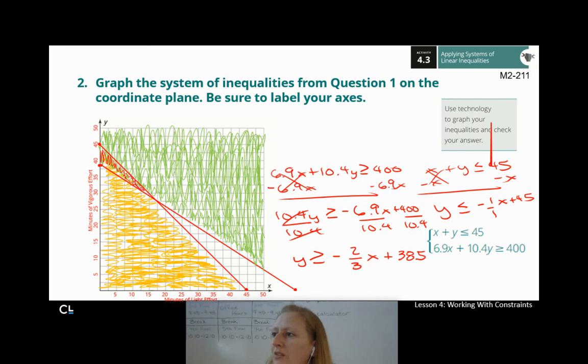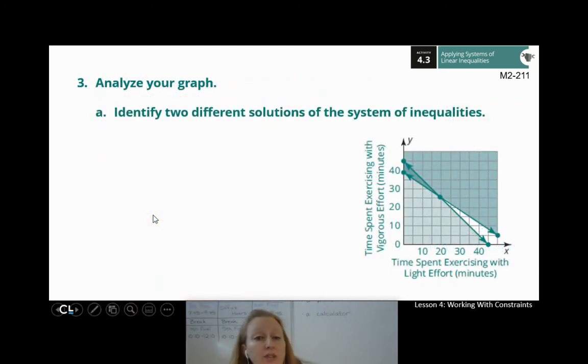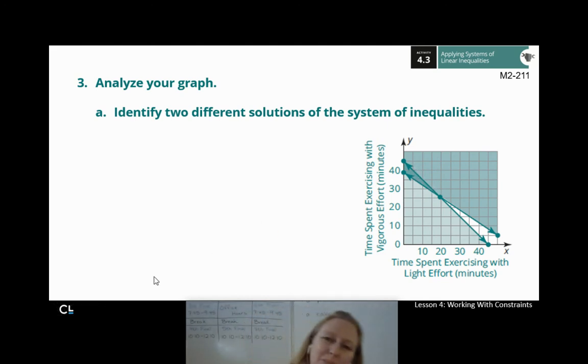Whoa. There's the overlap. There it is. All of our solutions are sitting right in the sliver in the middle. Awesome. So can you identify two different solutions of the system of inequalities? Just pick two solutions in the sliver, people. Hit pause, give me two solutions, hit play when you're ready to keep going.